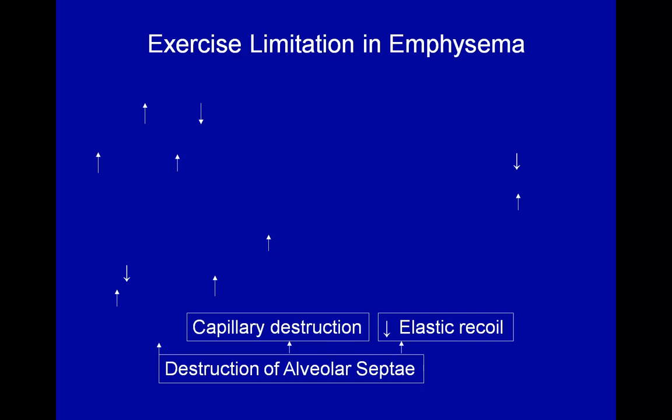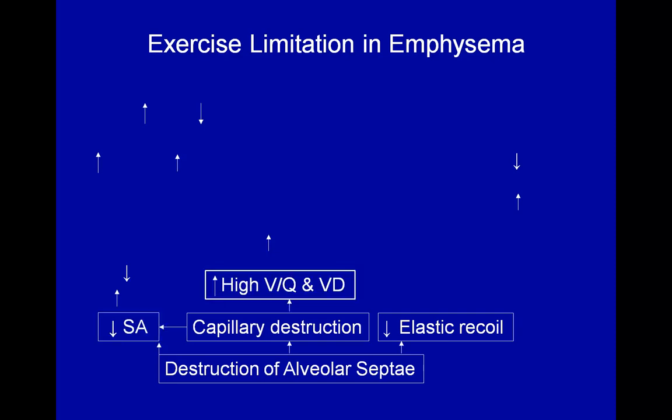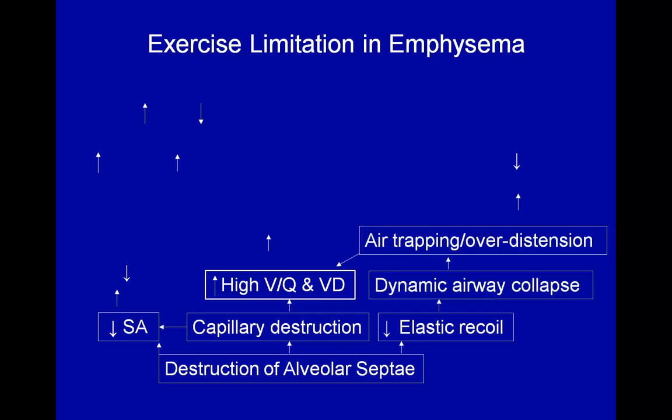Also in those walls are the pulmonary capillaries. So when we destroy pulmonary capillaries, we have areas that are poorly ventilated but not perfused, or are very poorly perfused. So we have an increase in high VQ and in dead space. That makes it more difficult for us to eliminate CO2. Since we've destroyed surface area, we have limitations in our ability to diffuse oxygen.